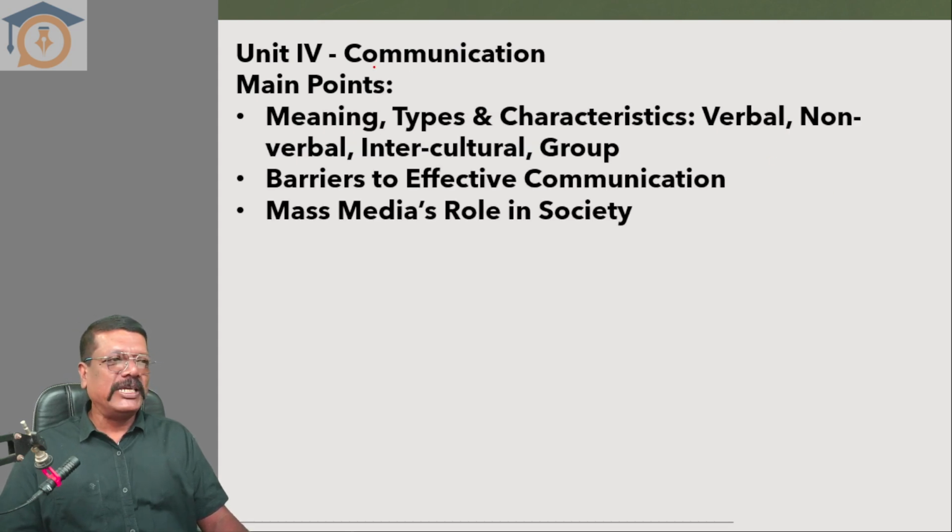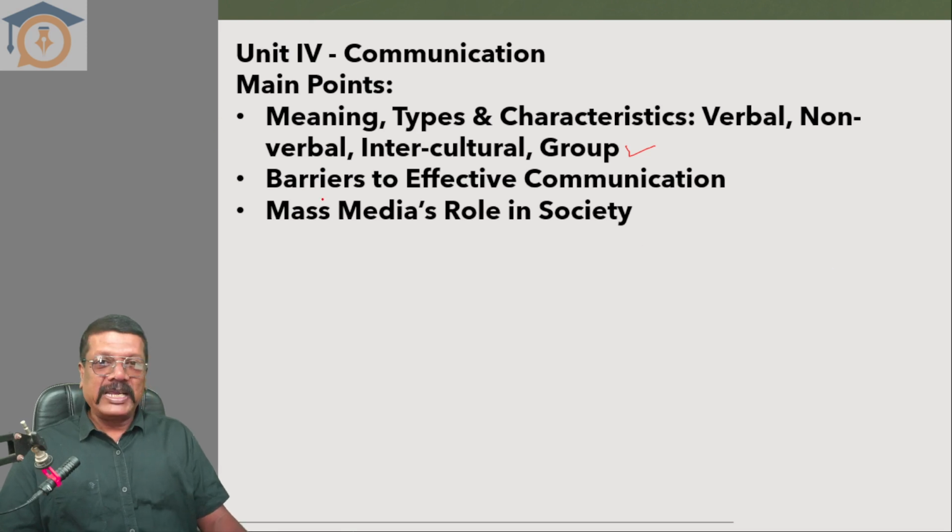Unit 4 is all about communication. So we need to look at the meaning, types, and characteristics of communication. What are the different types? Verbal, non-verbal, intercultural, and group communication. Teachers are very close to group communication, right? And at the same time, intercultural communication, because you might have students from various cultural backgrounds in your class.